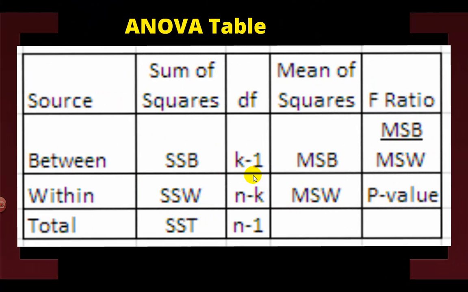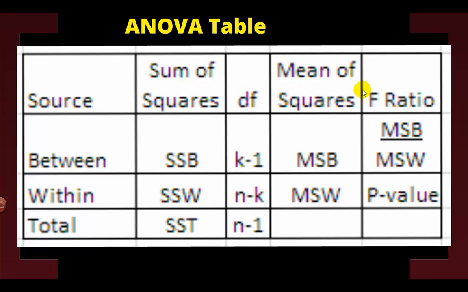This is what an ANOVA table looks like. So if you do this in Excel or Minitab or R or any statistical package, it's going to come up with this table basically. You're going to have your sources. They may or may not have a title, but you'll have your between, your within, and your total. You have your sum of squares, your degrees of freedom, your mean squares, and your F ratios.